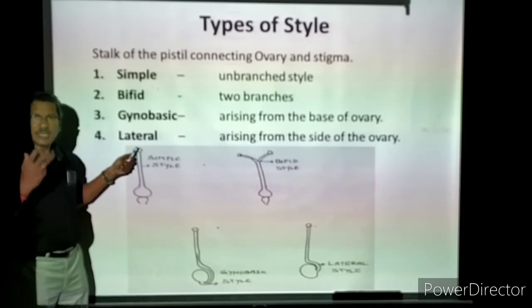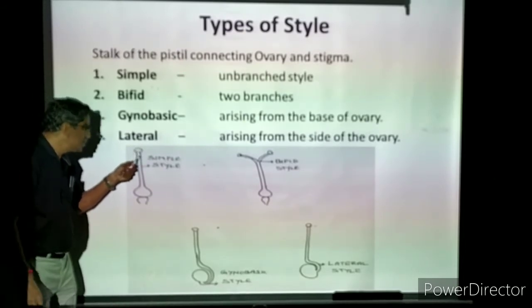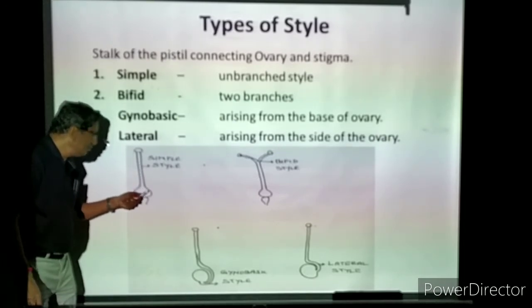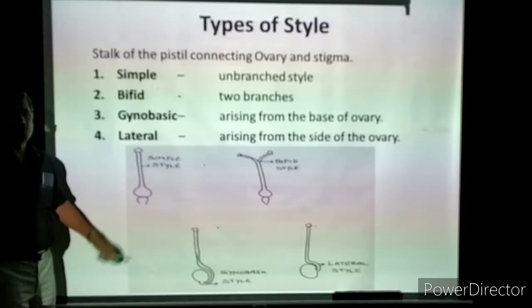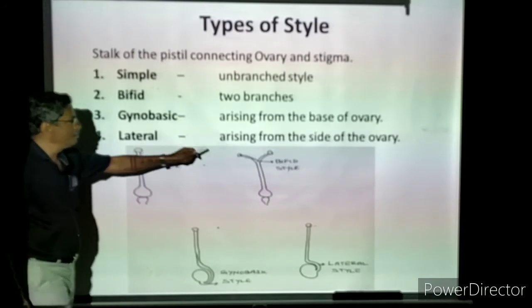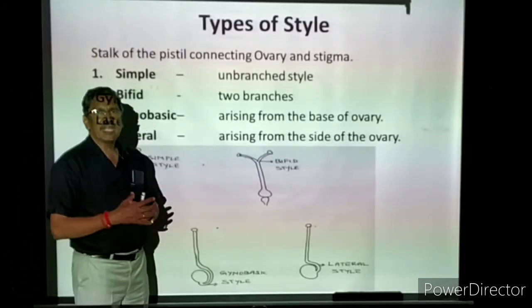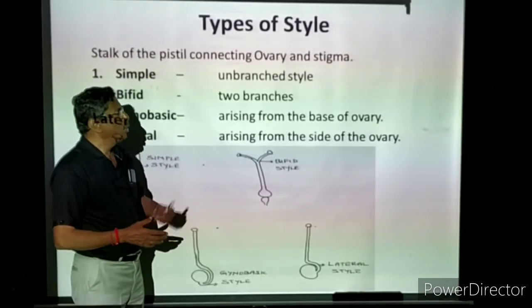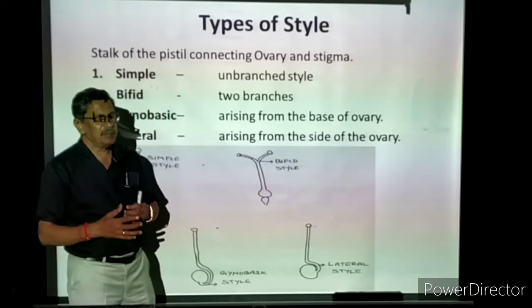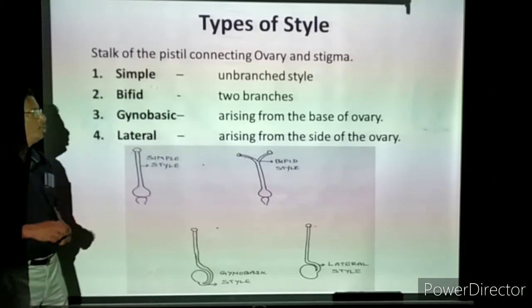So the stigma is the receptor of the pollen grains. It gives suitable conditions for the pollen grains to germinate, to go and fertilize the ovum or ovules. Okay, so that is the importance of stigma. Whatever the shape may be, even if it is feathery or hairy, they are receiving the pollen grains.